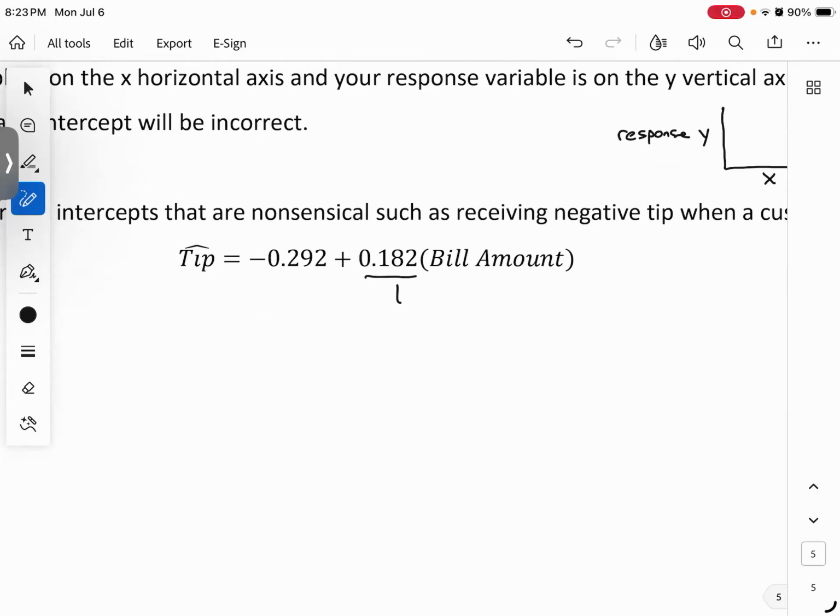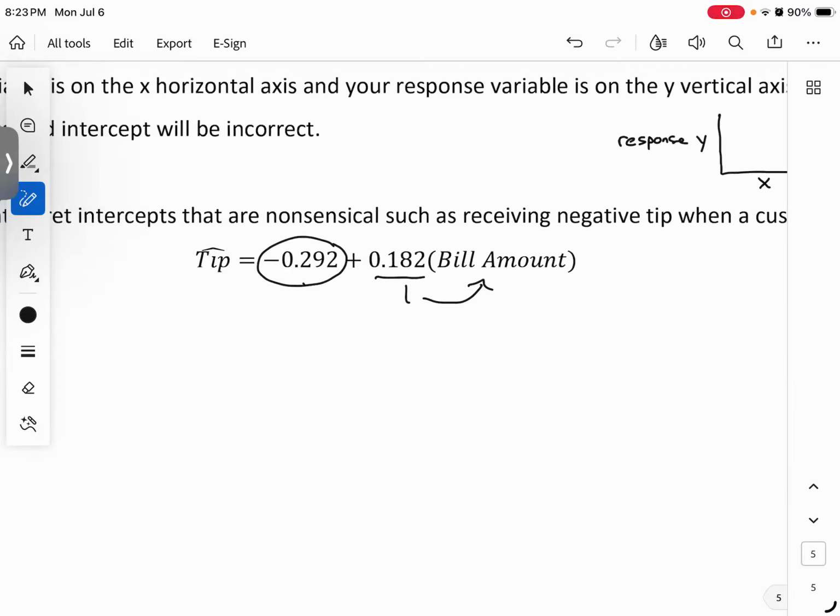And last thing is that sometimes slopes we'll always be able to interpret, right? If we were at a restaurant, every time your bill increases by $1, the tip tends to go up by about 18 cents. But what doesn't make sense to try to interpret here is the intercept. Imagine if we tried to interpret that intercept, it would be that if the bill is $0, the tip is negative 29 cents. That doesn't make any sense.